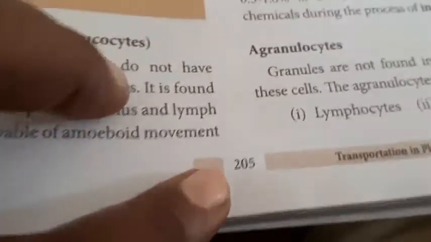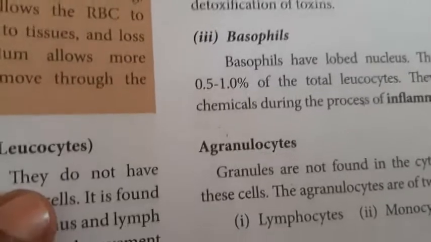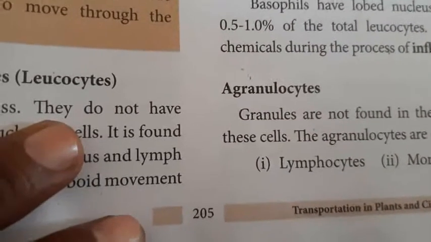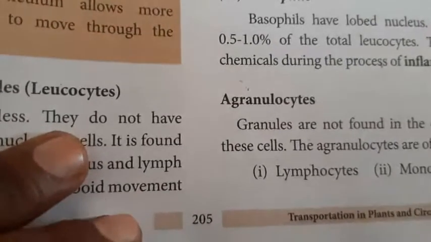Then the third one is basophil. Basophils have a lobed nucleus. They form 0.5 to 1.0% of the total leukocytes. They release chemicals during the process of inflammation.